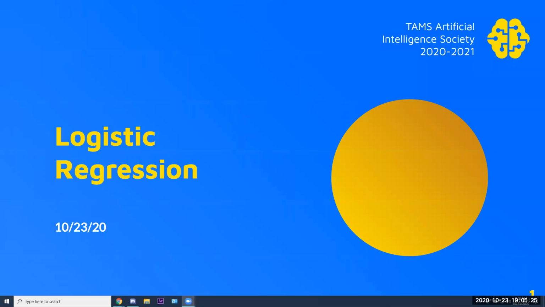Okay, so this week we're going to go over logistic regression, which, just to start off, is kind of a misnomer because it's actually a method for classification, even though it has regression in the name.